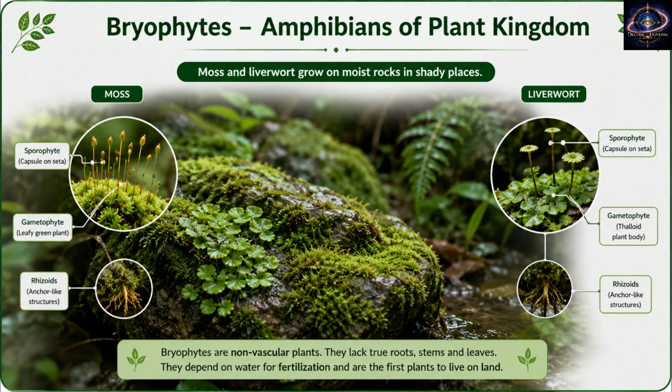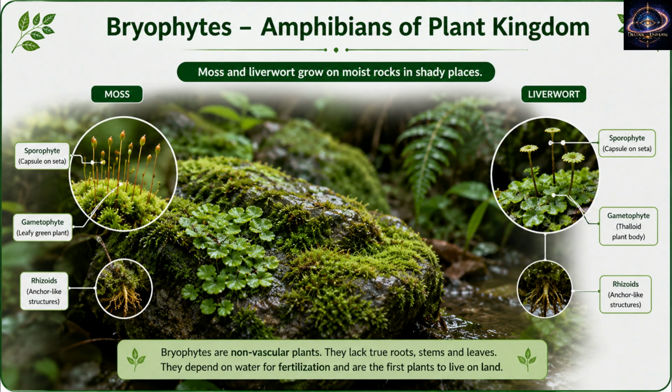Because they can live on land, but they need water for sexual reproduction. Real-life example, after rain, you may see soft green carpet-like growth on walls, rocks, or wet soil. That is often moss. Bryophytes do not have true roots, true stems, or true leaves. They have root-like, stem-like, and leaf-like structures.